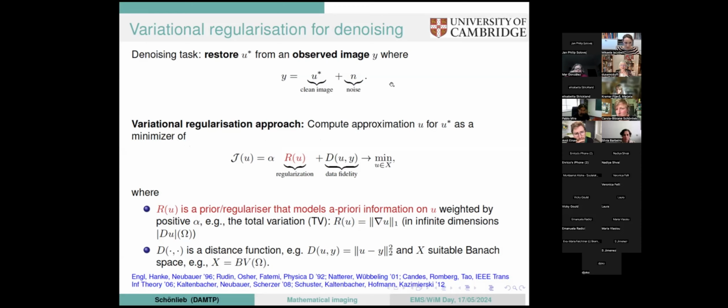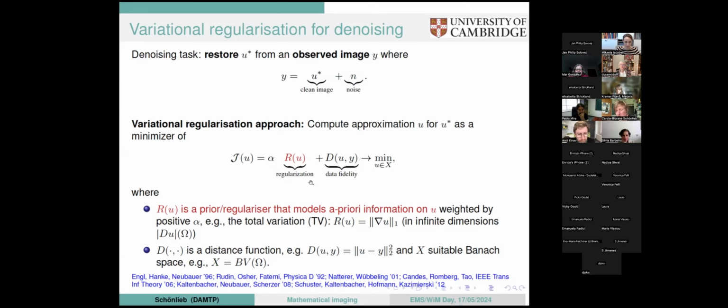So we want to solve this problem. And one way to phrase this is with a variational regularization approach. So you want to compute an approximation U of the unknown clean image as a minimizer of an energy functional that usually encapsulates two parts. One is the so-called data discrepancy or data fidelity term, that says the minimizer of this energy functional should, let's say, as a choice, this is a least squares fit, so the L2 norm squared, be close to the noisy image, yeah? In an L2 squared sense.